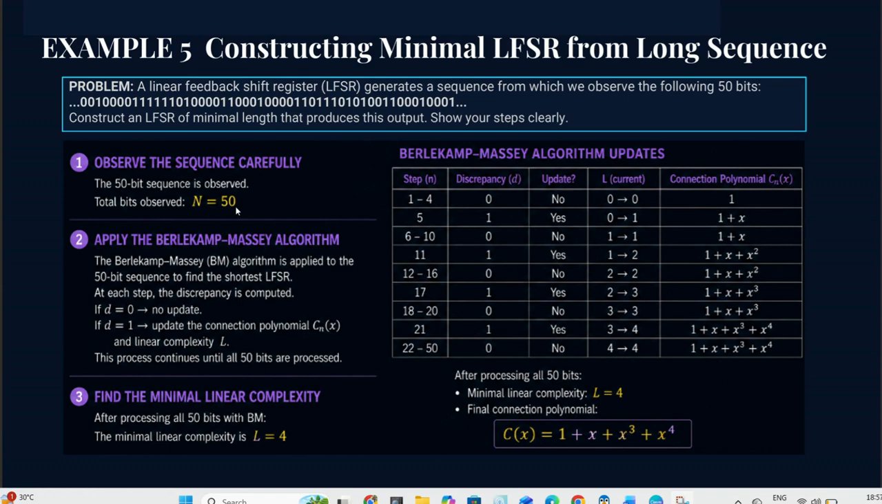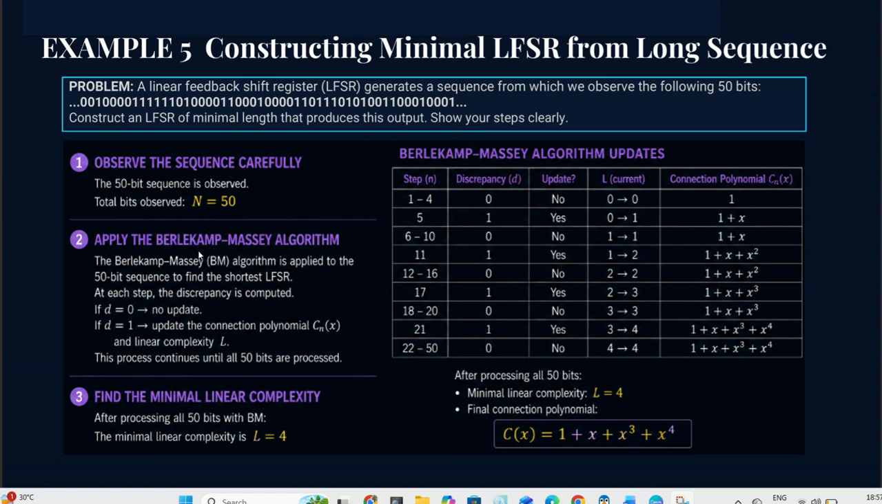This process is extremely important in cryptanalysis because if an attacker can recover the LFSR from observed output, the cipher can be broken. So, first we carefully observe the sequence. We are given 50 bits, so n equals 50. Now, the first thing we are trying to identify is whether the sequence contains repetition or periodic behavior. If the sequence repeats, then the repeating structures give us information about the possible LFSR length, the feedback taps, and the linear complexity. A highly repetitive sequence usually means a smaller or weaker LFSR.